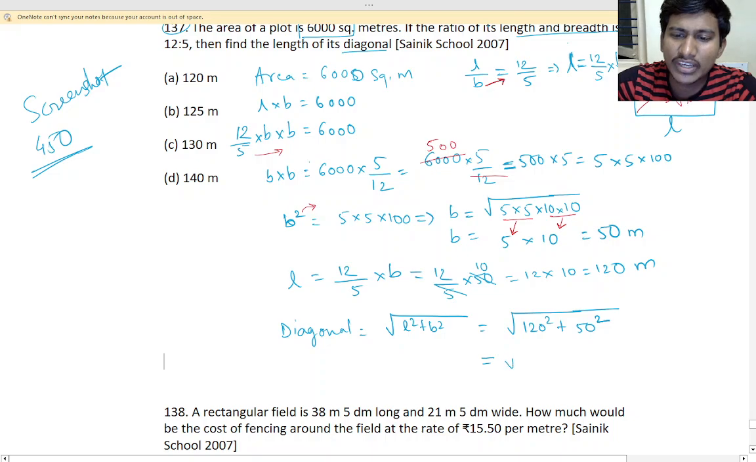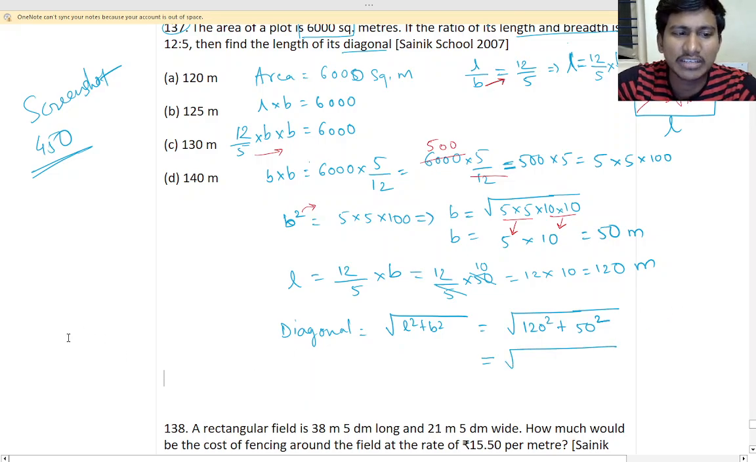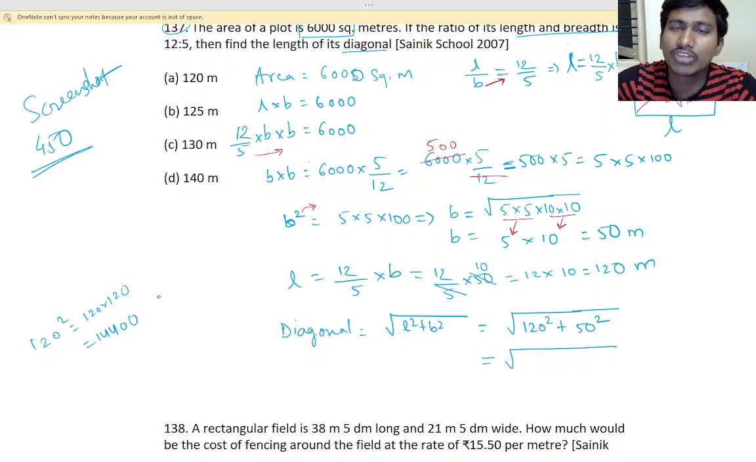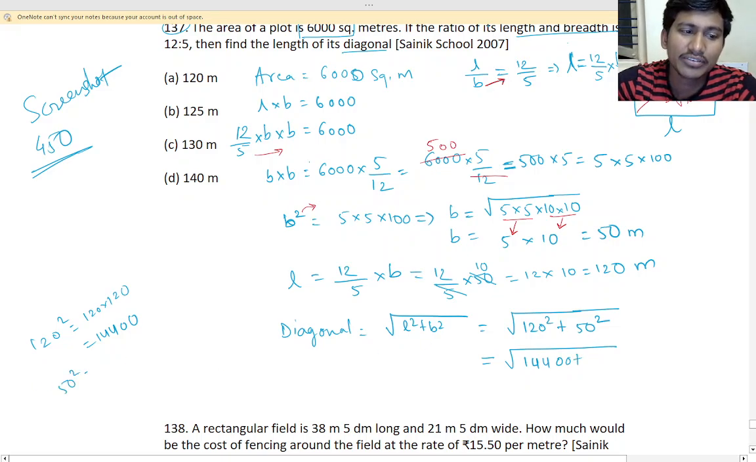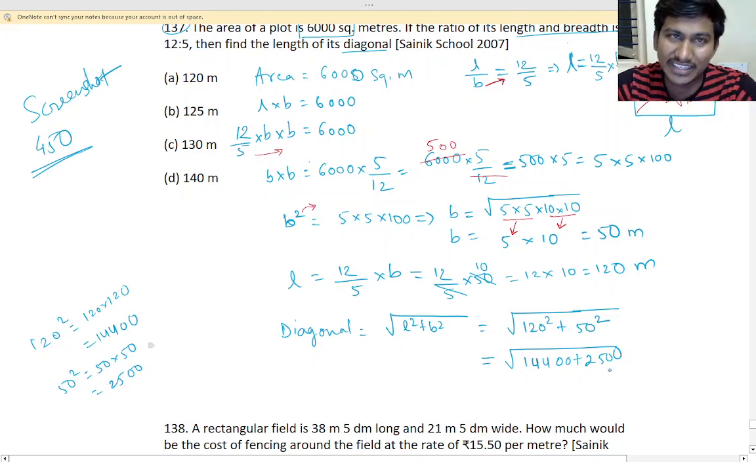So 120 square means 120 into 120. So 12 square is 12 into 12, 144. 2 zeros are there, 2 zeros will be there. So 14,400 plus 50 square is how much? Yes, 50 into 50. So answer will be 2500. 50 into 50, 5 fives are 25, 2 zeros, 2500.